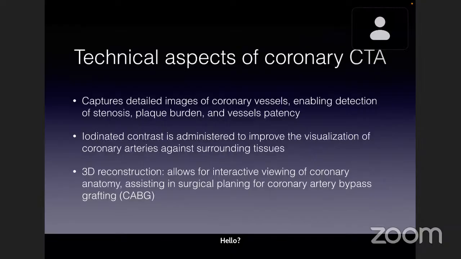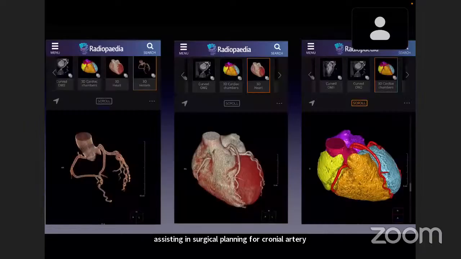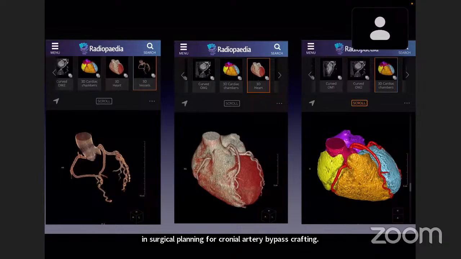Iodinated contrast is administered to improve the visualization of the coronary artery against surrounding tissue. 3D reconstruction allows for interactive viewing of coronary anatomy, assisting in surgical planning for coronary artery bypass grafting. Here are pictures of 3D remodeling.